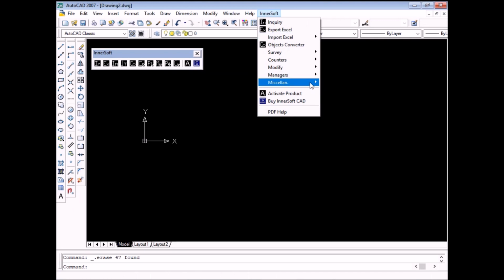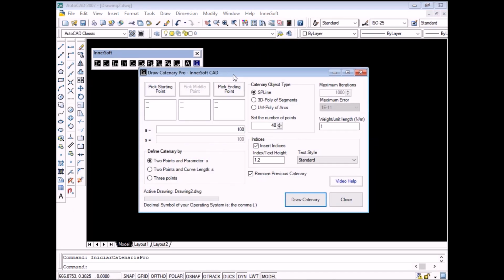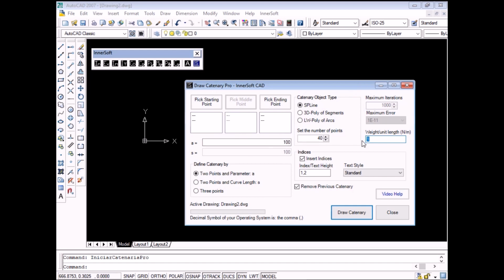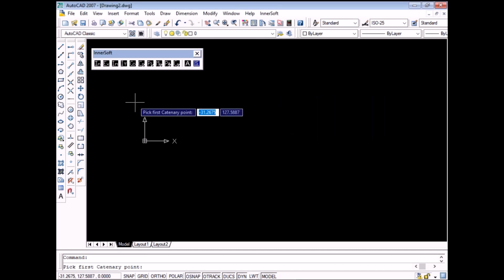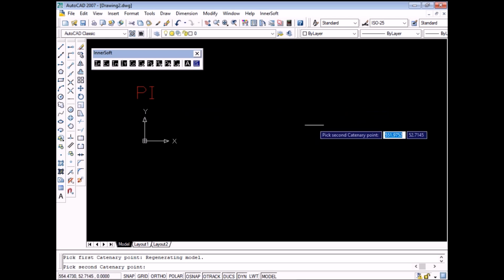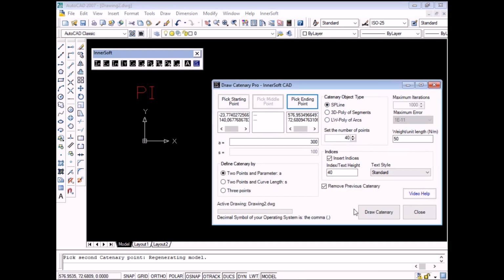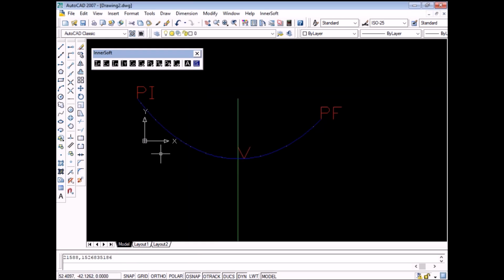The following video shows how the Draw Catenary tool of InnerSoft CAD works. First, we select the definition mode of the catenary. We start with the 2-point and parameter mode of definition of the catenary. Then, we define the start point and the end point. The parameter must be entered in the corresponding field.